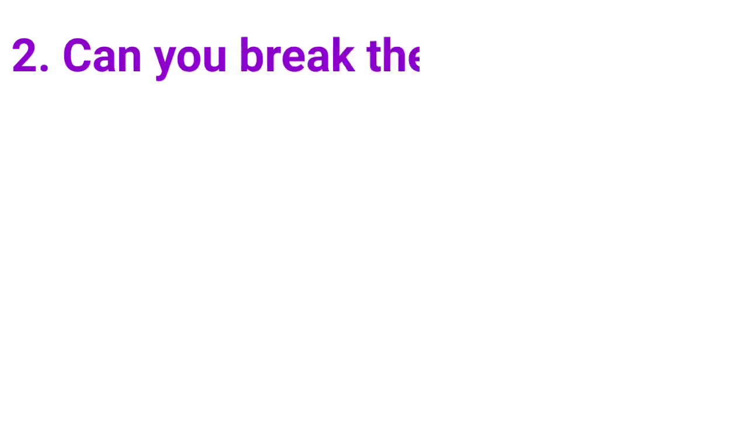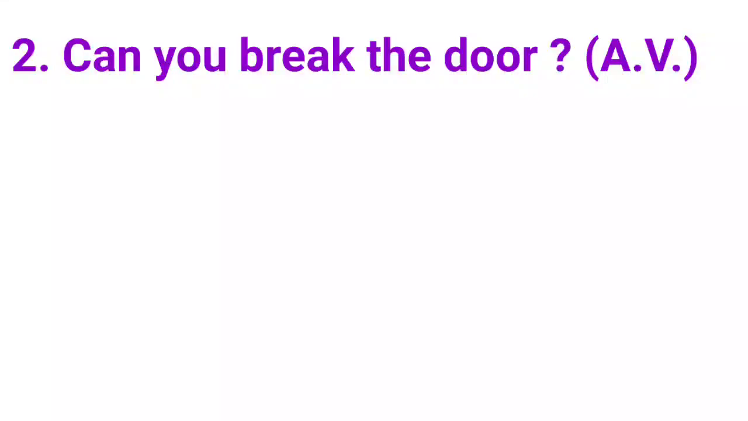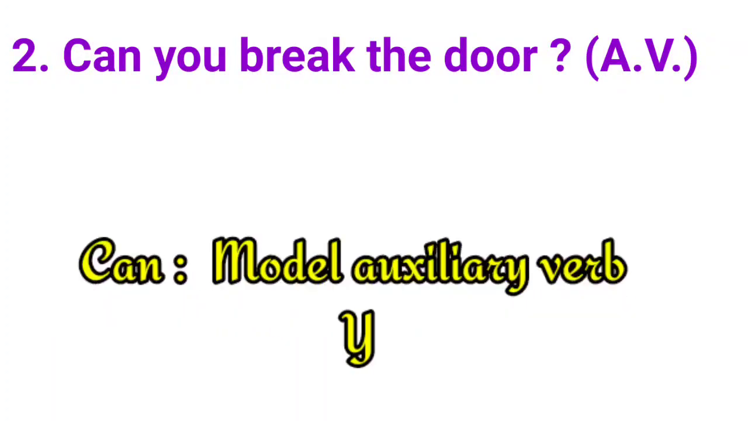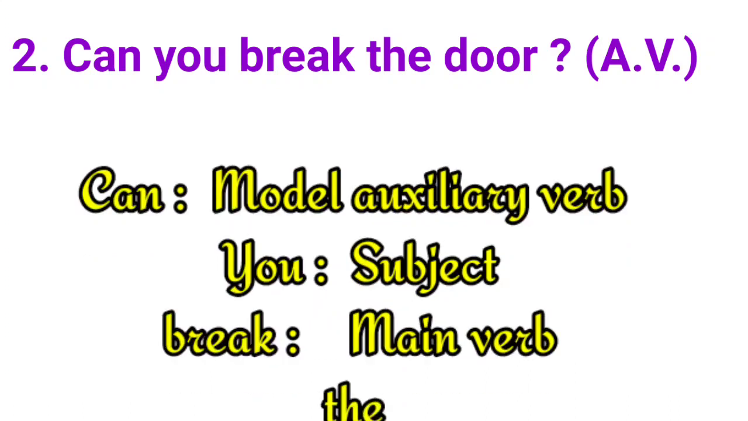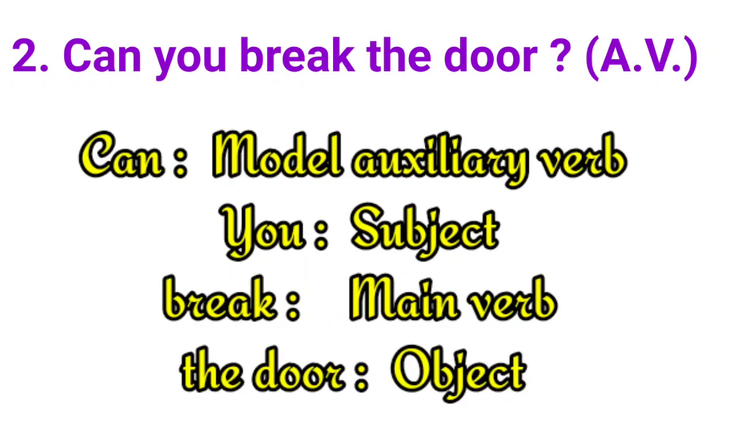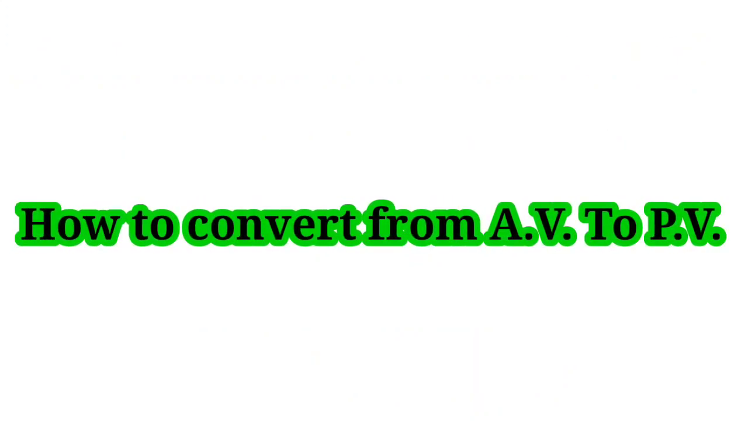Now second example. Look at the following second example. Can you break the door? In this sentence, can is a modal auxiliary verb, you is a subject, break is main verb, and the door is object. Now, how to convert from active voice to passive voice?